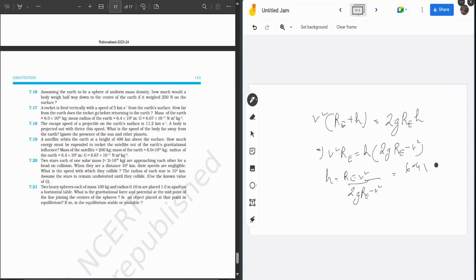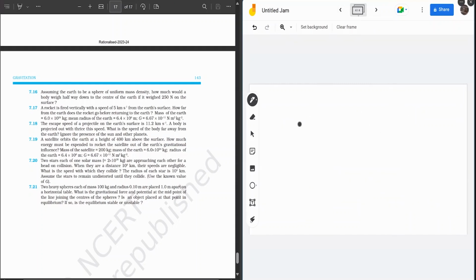6.4 into 10 to the power of 3 into (5 into 10 to the power of 3) square, divided by 2 into 9.8 into 6.4 into 10 to the power of 6 minus (5 into 10 to the power of 3) whole. Okay. After this calculation, we get h is equal to 1.6 into 10 to the power of 6 meters. Okay, so this is the maximum height it reaches.